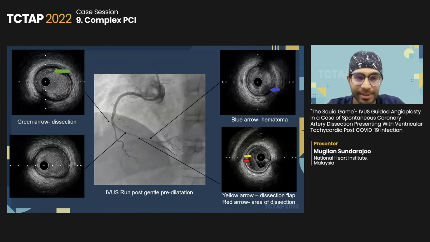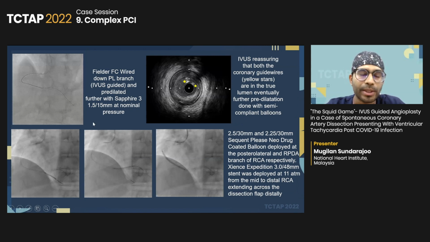So to confirm everything, we had to get IVUS done. What you can visualize here at the mid segment of RCA is evidence of dissection. And over here, we can see that there is some amount of hematoma and a further dissection flap further down. So we did wire down with the Fielder FC to the PL branch, and this was actually IVUS guided. It made our life much easier.